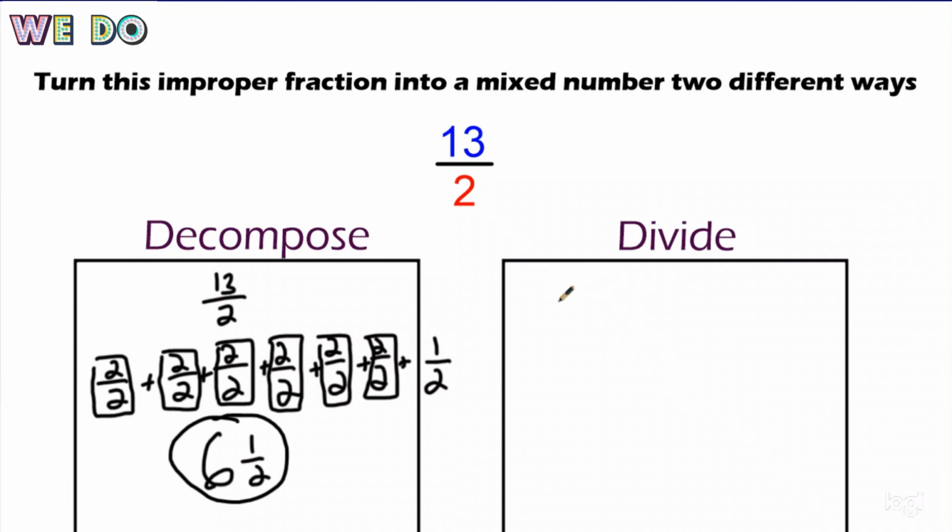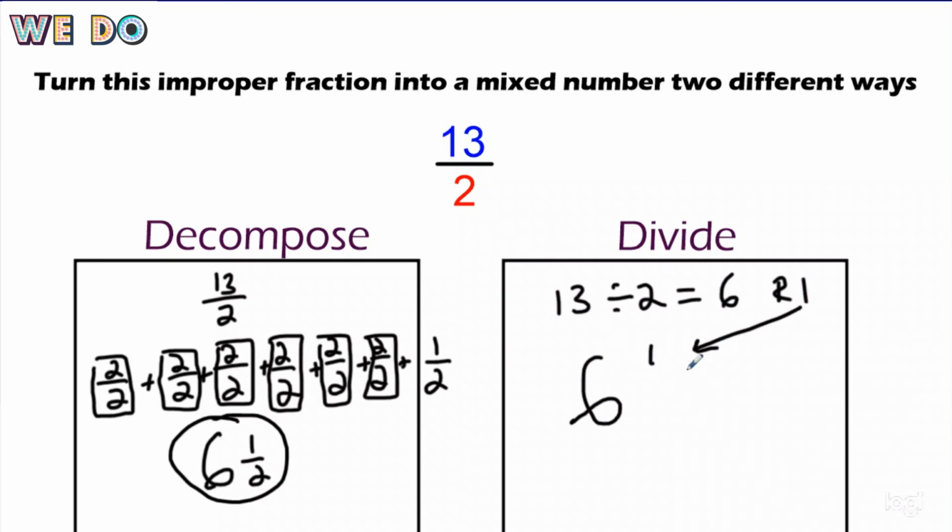So for this one, I would just rewrite this as a division equation. 13 divided by 2 is 6 with a remainder of 1. My quotient becomes my whole number, so I have 6. My remainder becomes my numerator, and my denominator stays the same. So if it was 13 halves, my denominator still was 2. Go back and think about our area models. When we did the improper fraction mixed numbers, the denominator was the same for both of them. So 13 halves, whether I decompose it or divide it, is equal to 6 and 1/2.